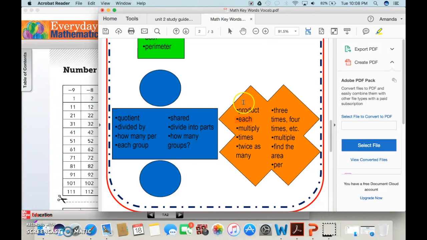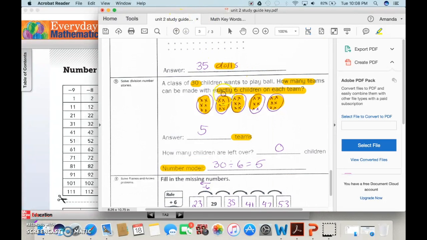And if I were to check on my division keywords, I can see each group is on there, or how many groups, which is what I needed to find. So I know that this was a division problem.